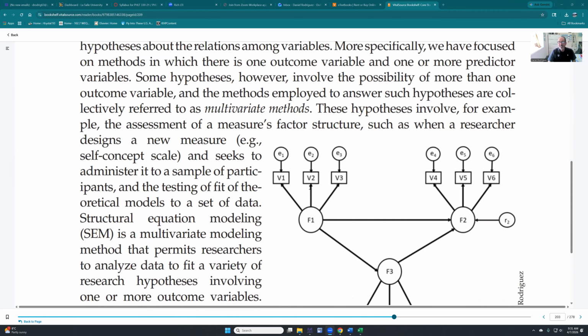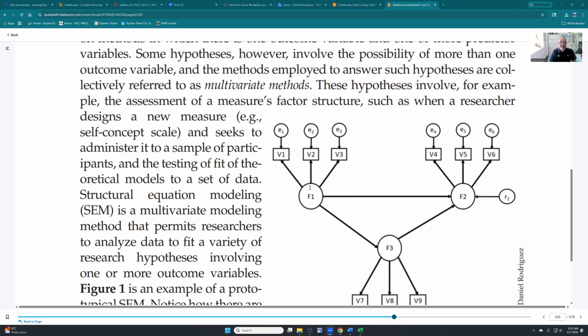The hypotheses involve, for example, the assessment of a measure's factor structure, such as when the researcher designs a new measure. So you're coming in right now. I just wrote a recent chapter on the topic, and my goal today is to read this and go over this chapter as I'm reading it as well. Okay, so this is my own work here.